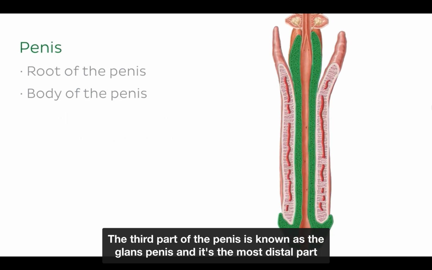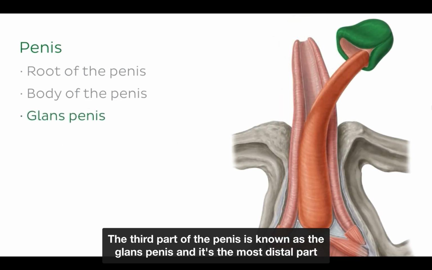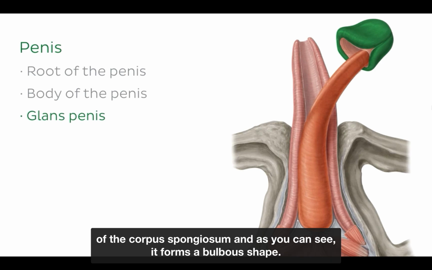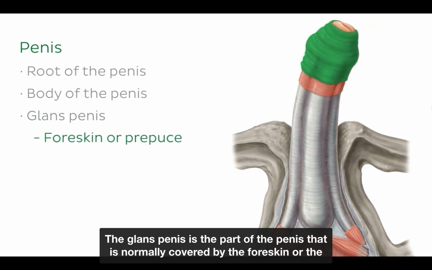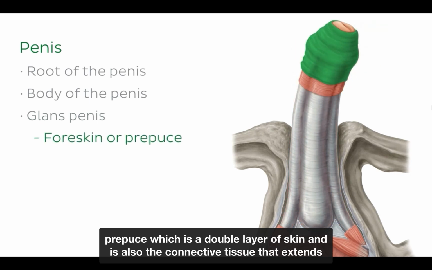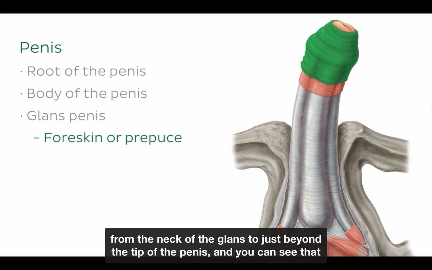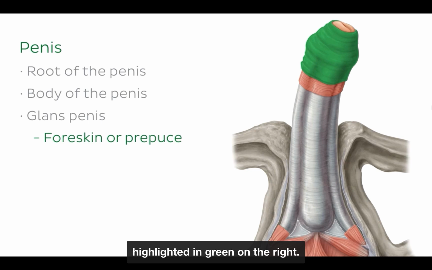The third part of the penis is known as the glans penis, and it's the most distal part of the corpus spongiosum, and as you can see, it forms a bulbous shape. The glans penis is the part of the penis that is normally covered by the foreskin or the prepuce, which is a double layer of skin, and is also the connective tissue that extends from the neck of the glans to just beyond the tip of the penis, and you can see that highlighted in green on the right.